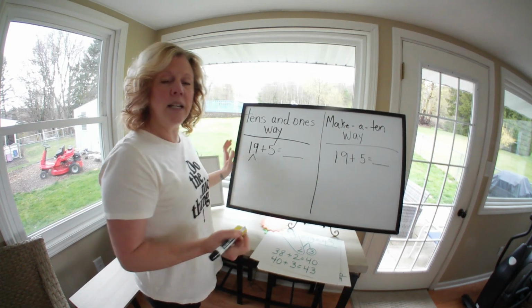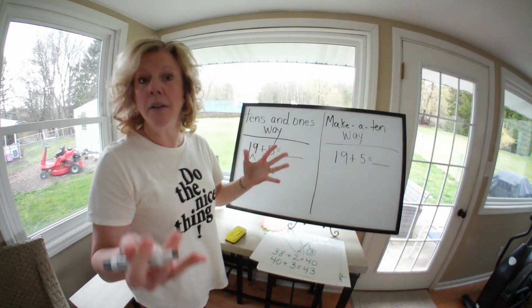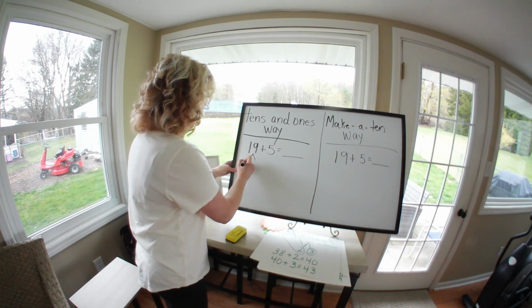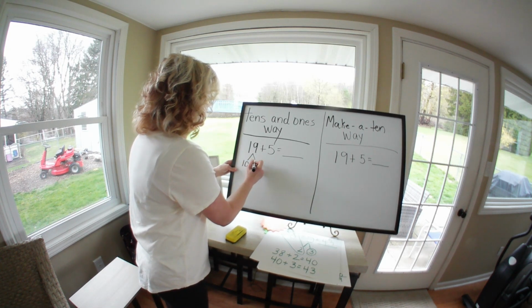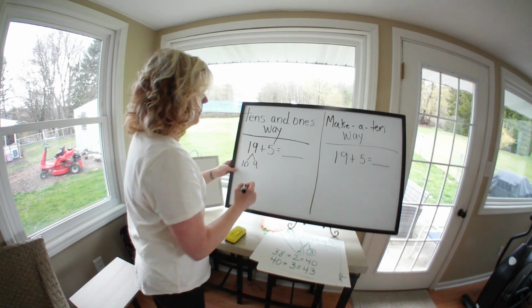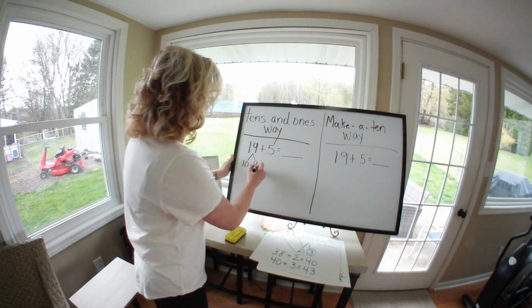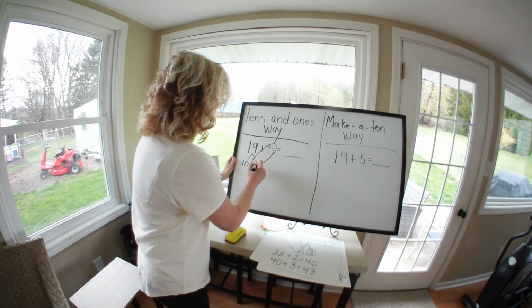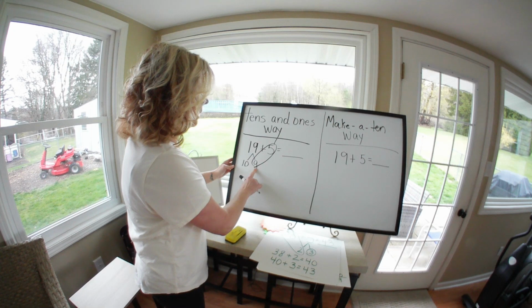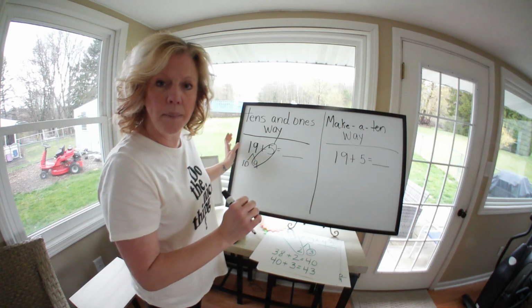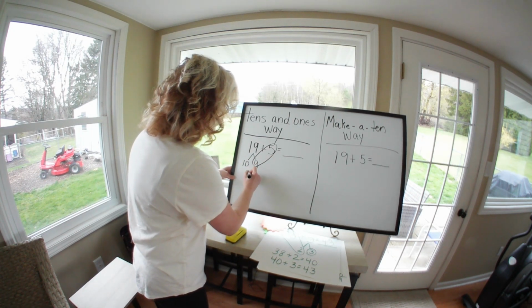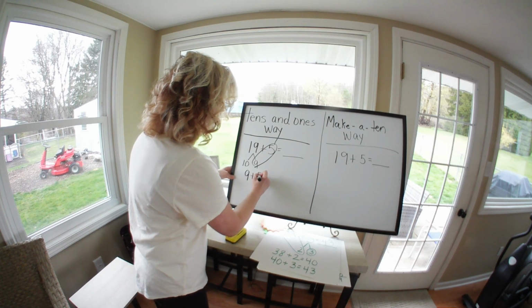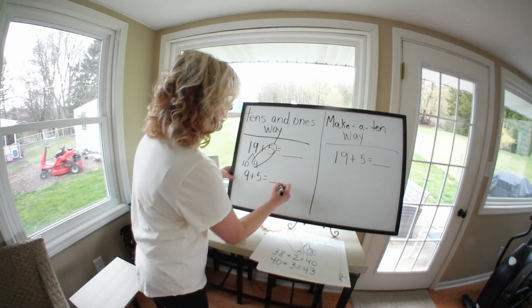So I know 19 is 10, 9. You got it, 10, 9. So I'm going to put 10 here, and I'm going to put 9 here. So now I'm going to circle my ones, because remember, I broke this down into tens and ones, and these 5 are ones. So I'm going to bring that down here. 9 plus 5 equals what?